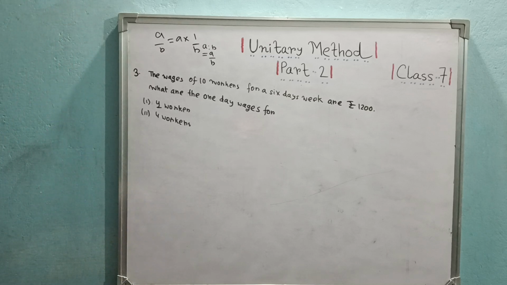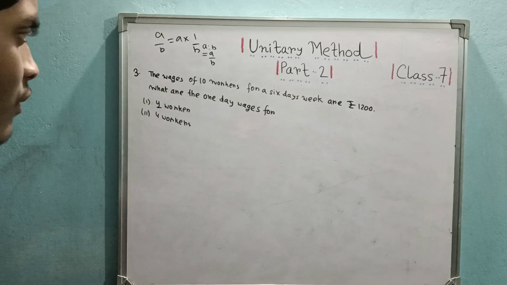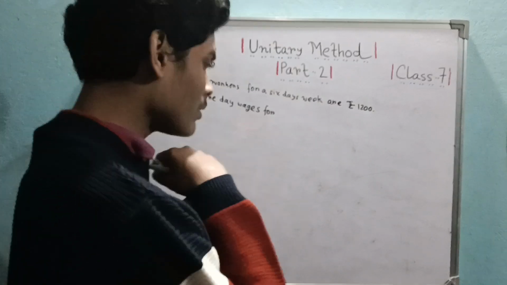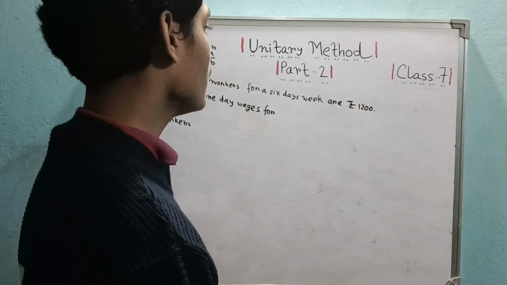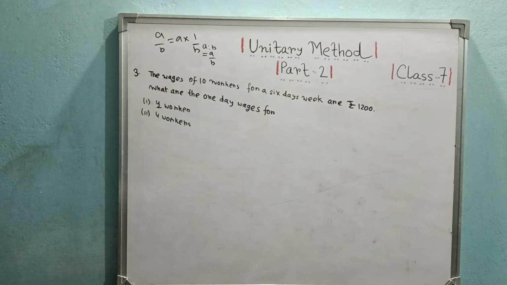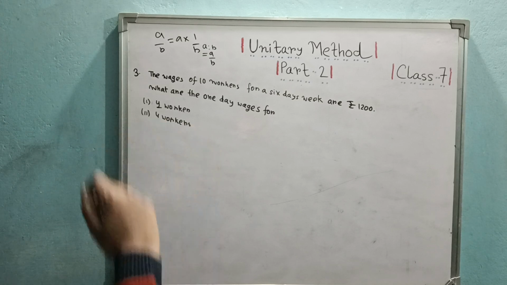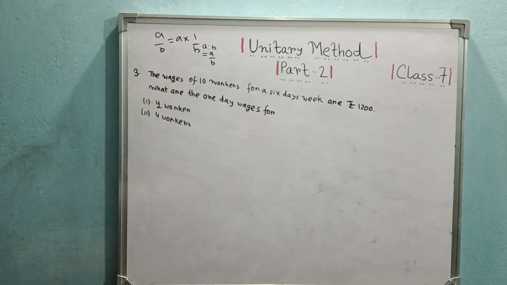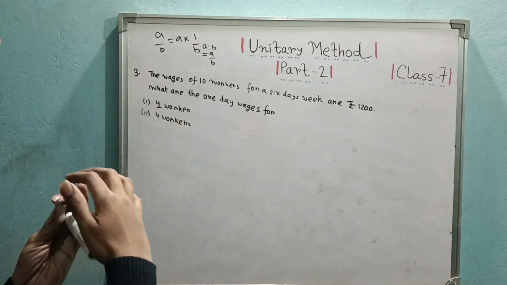So here you have three things, right? 10 workers in 6 days earn 1200. Now they are asking how much one worker in 1 day earns and how much four workers in 4 days earn. So first of all, don't think about the proportion method anyhow in this question. Because you have three values, and doing the proportion method when you have more than two values is insane and unscientific, I think. So directly go to the unitary method here.